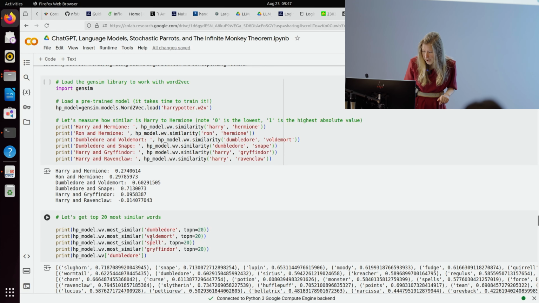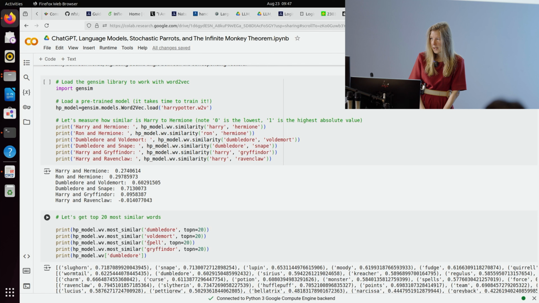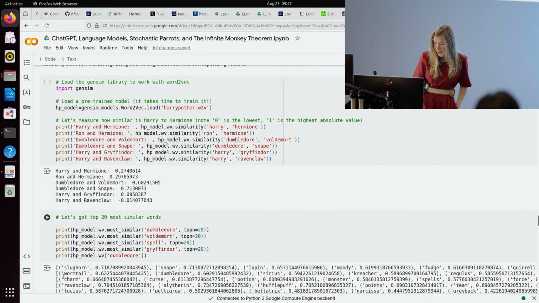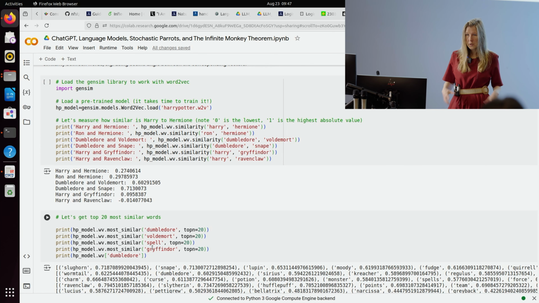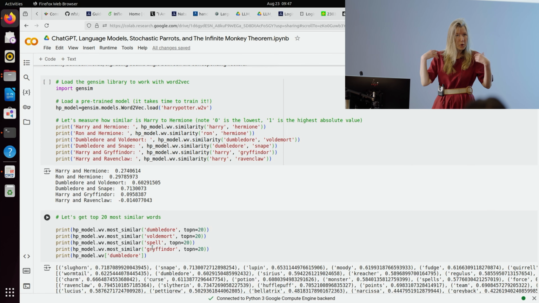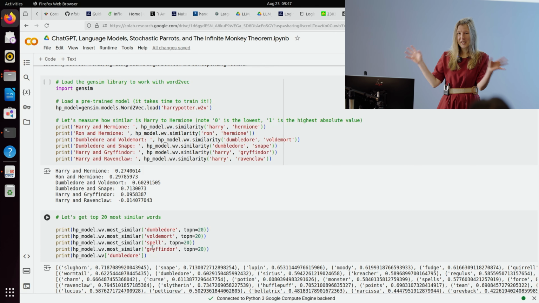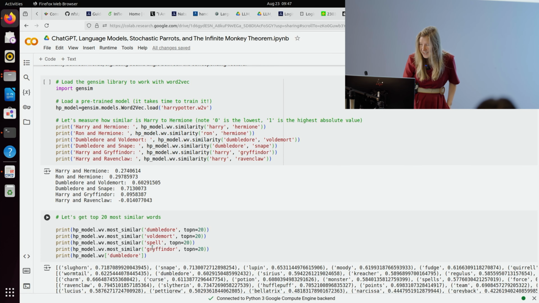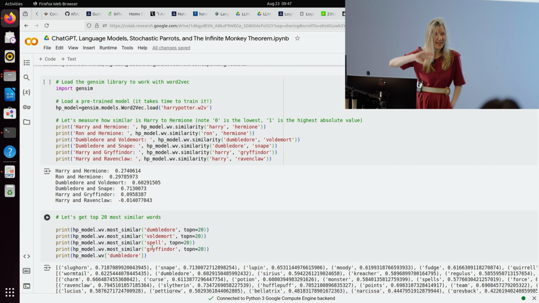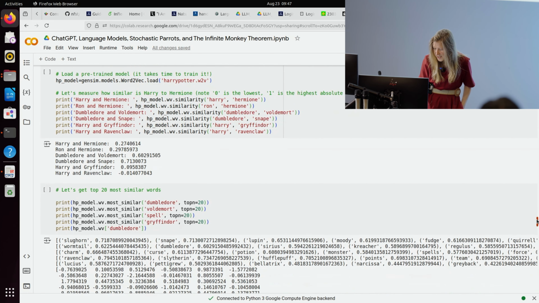So if I ask what would be the most similar words or concepts for the word spell, I get charm, curse, potion, monster, spells, etc. Or for Gryffindor, which is the name of the school, I have other schools listed. Even though I did not explicitly provide this information, the model just learned this from the contextual usages. Is it impressive? Okay. And it's a very simple, it's the very start of the whole hype around AI. So 2013, it was like 10 years ago.